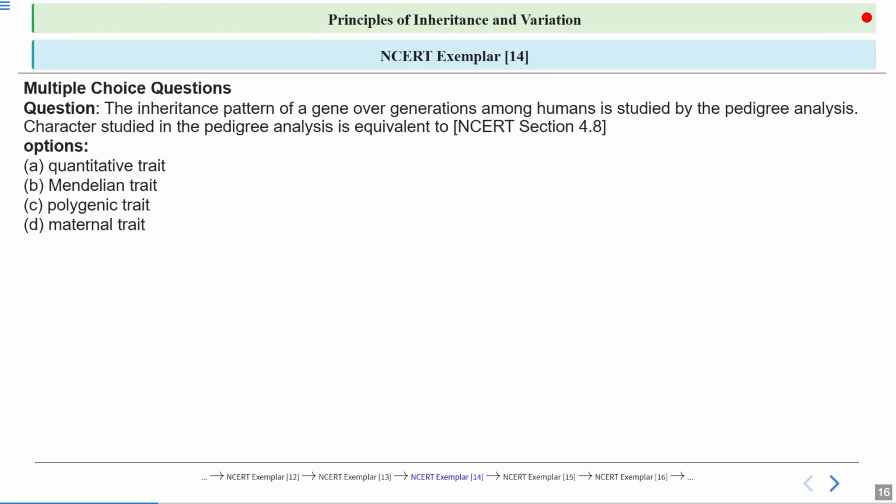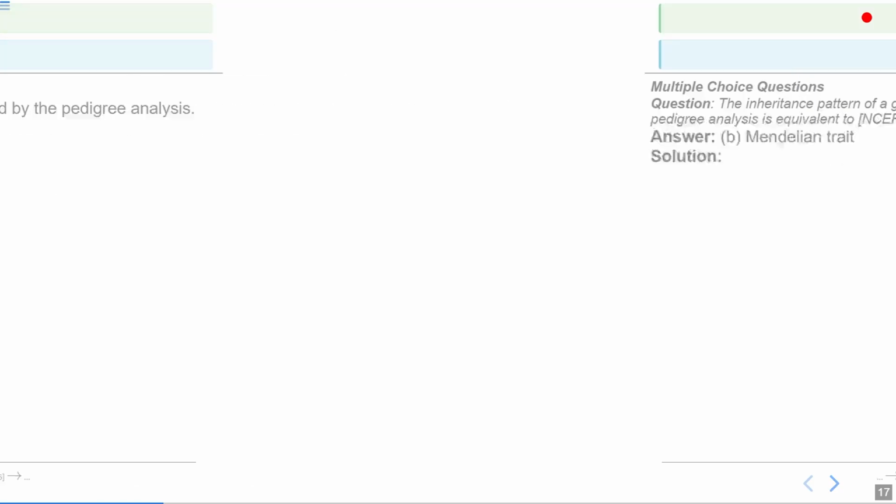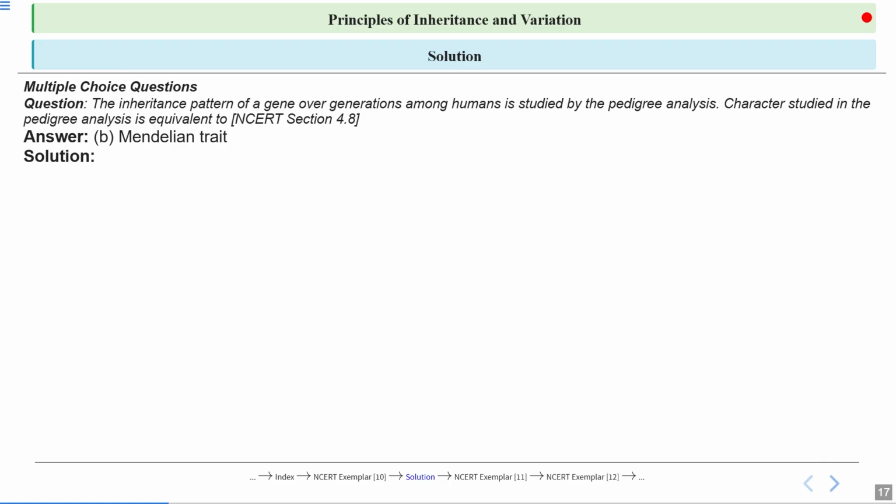The next one, the inheritance pattern of a gene over generations among humans is studied by the pedigree analysis. Clear? Now, characters studied in pedigree analysis equivalent to. What are the options? Option A is quantitative trait, B is Mendelian trait, C is polygenic trait, and D is maternal trait. What is the correct answer here?